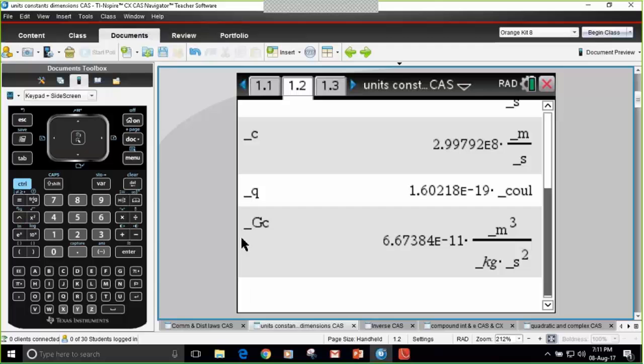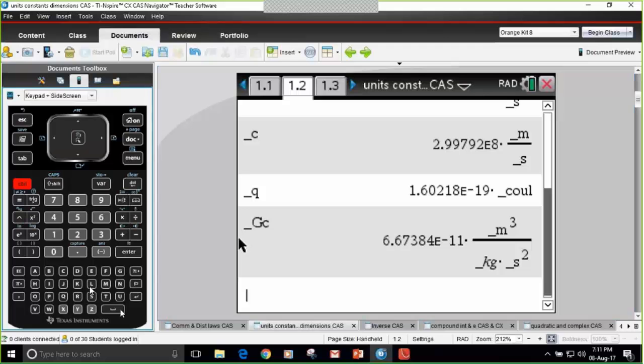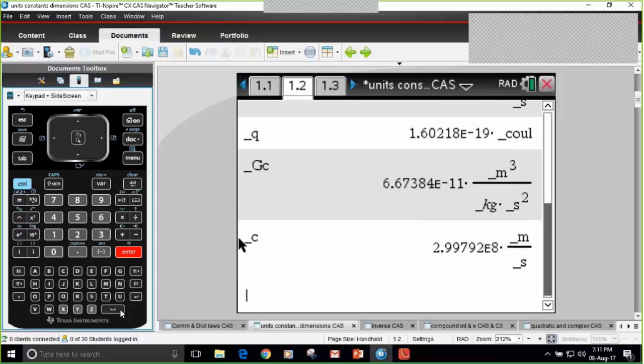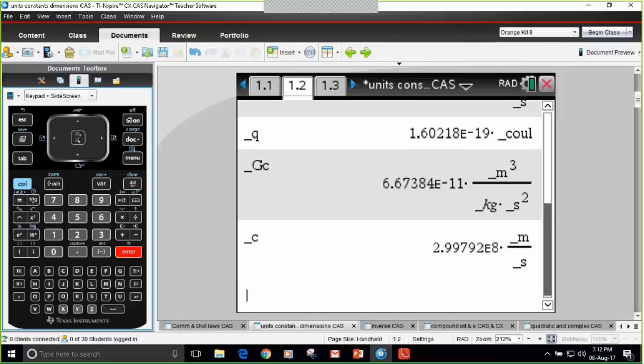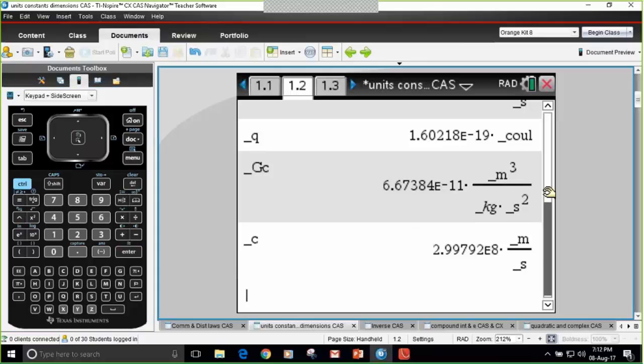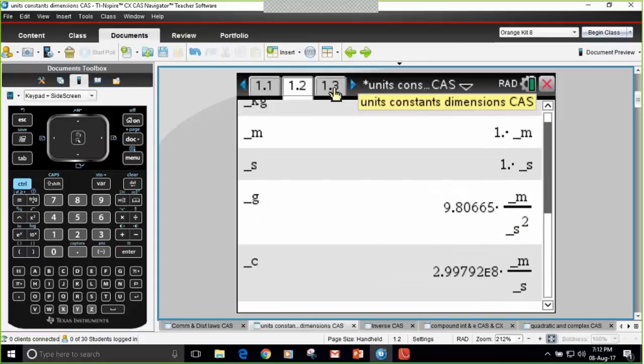The way in which you can get the underscore, of course, is by pressing Control underscore or Control space on the keyboard, and then if you just press C, that tells you that it's approximately 3 by 10 to the power 8 meters per second, and that's obviously the value for the speed of light. So you can go through and put all those sorts of things in there, some examples in there.